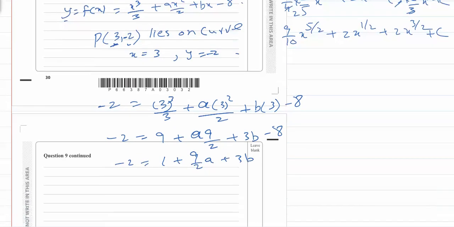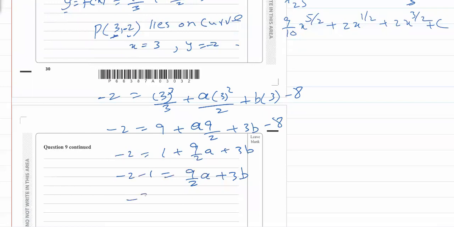So I can make one equation from here. Take 1 to the other side. -2 minus 1 is equal to 9 over 2 a plus 3b. So from here now it will be -3 is equal to 9 over 2 a plus 3b.